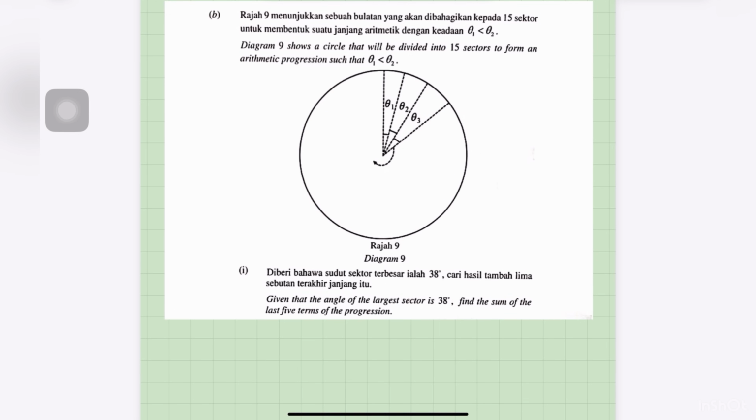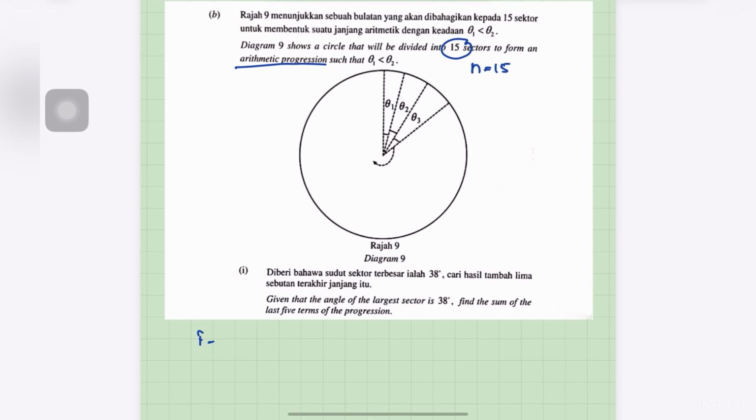B. Diagram 9 shows a circle that will be divided into 15 sectors to form an arithmetic progression such that theta 1 is less than theta 2. Roman 1, given that the angle of the largest sector is 38 degree, find the sum of the last 5 terms of the progression. Okay, so now we already given from the question arithmetic progression divided into 15 sectors. So meaning that n is 15. Okay, so then for this arithmetic progression, we don't know the value of a and d. So we have two unknown here. So to find two unknown, we need to create two equation to use simultaneous equation.